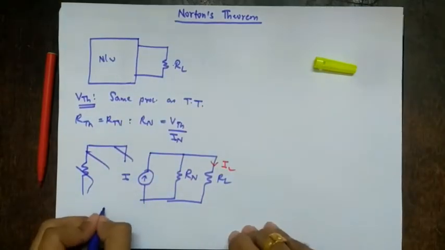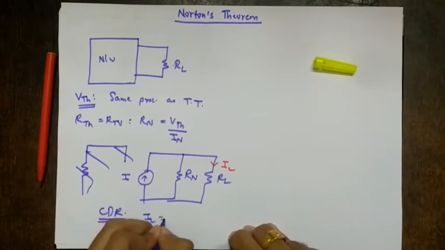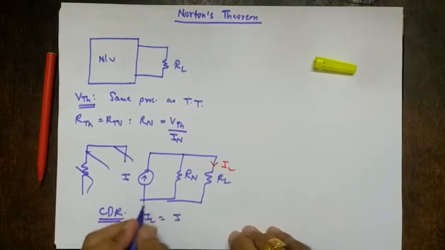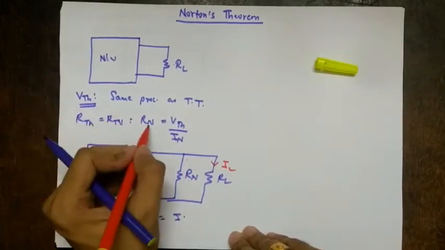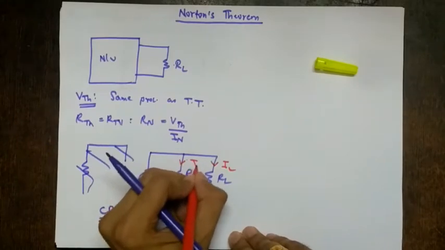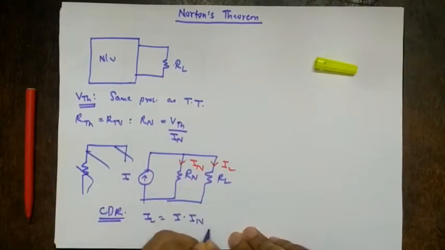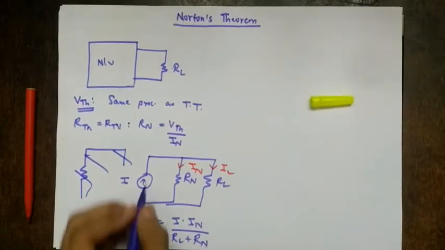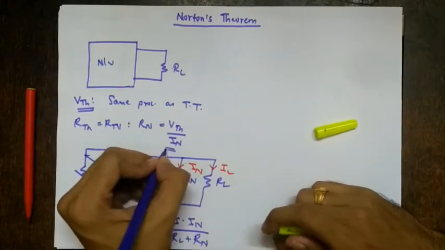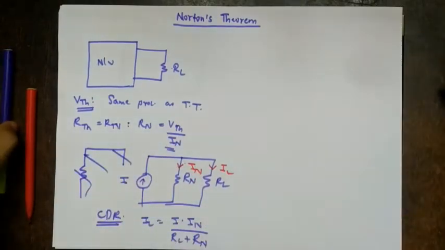So again we find the current. If you know the total current, we can use CDR. What is CDR? Current division rule. So IL equals total current I into, we know the current through RN, it is IN, so IL equals I into IN upon RN plus RL, right? So this formula you have to use if you have dependent sources. How to solve for independent sources, we'll directly see using an example.